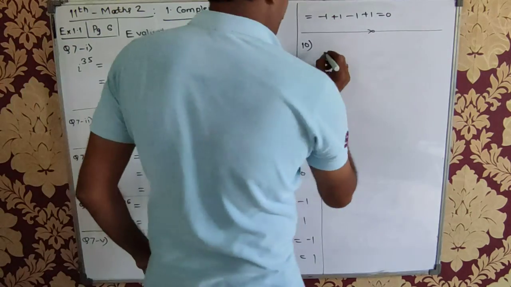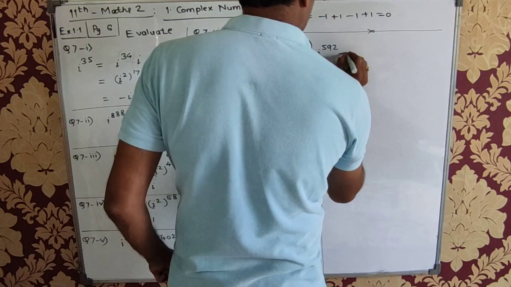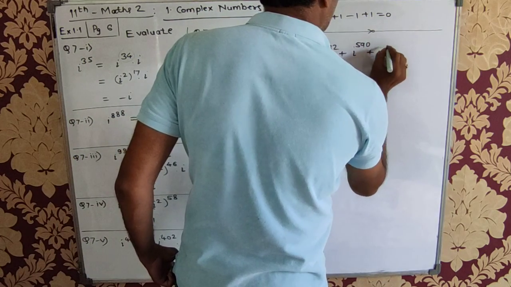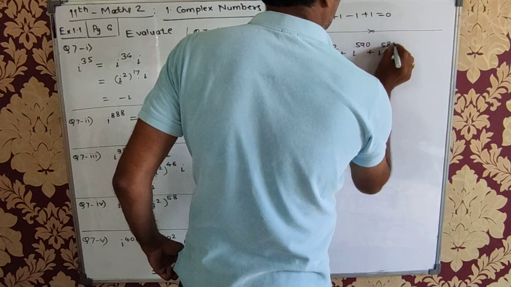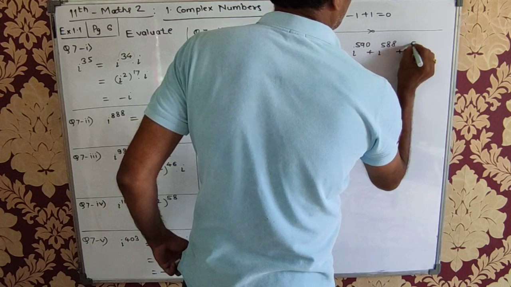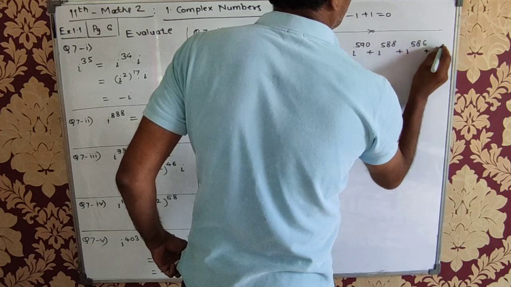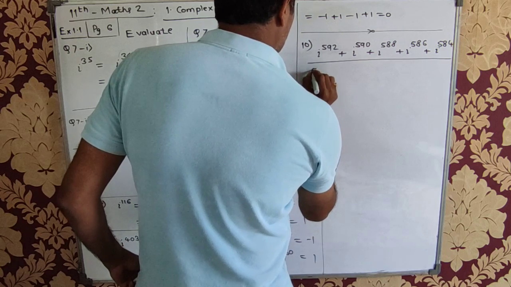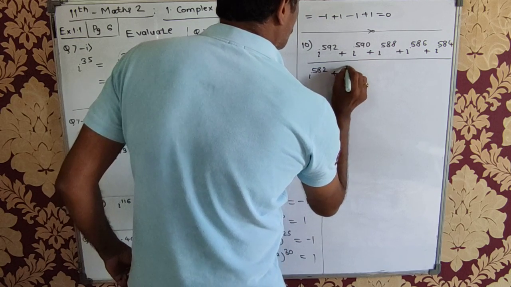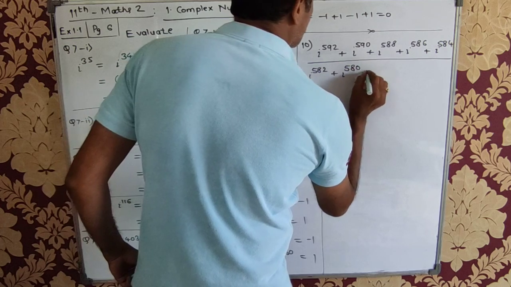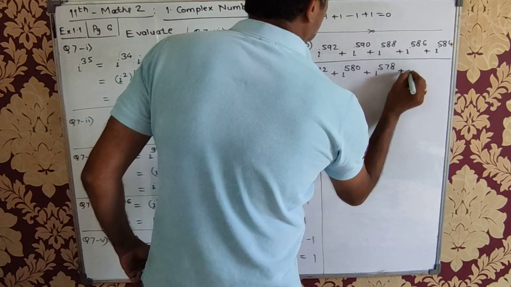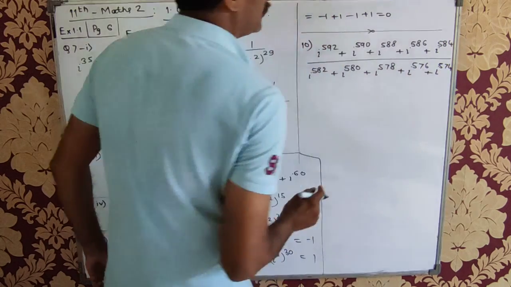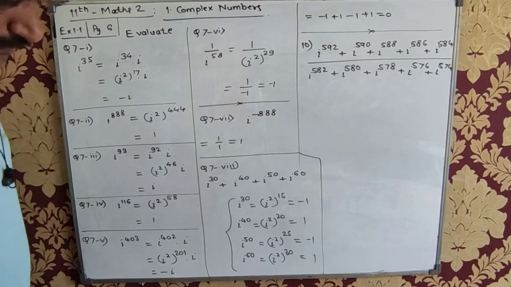i raised to 592. Read the question, please. i raised to 592 plus i raised to 590 plus i raised to 588 plus i raised to 586 plus i raised to 584 upon i raised to 582 plus i raised to 580 plus i raised to 578 plus i raised to 576 plus i raised to 574. Yeah, you have to solve this now.